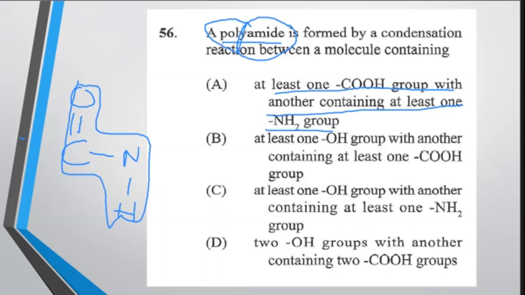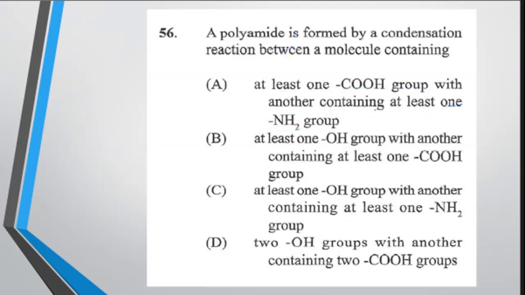So when we have a polyamide form, we need to have a molecule that has at least one structure like this, a carboxylic acid structure, and we need to have another one that has at least one amide structure, NH2. So the answer to 56 is A as in apple.